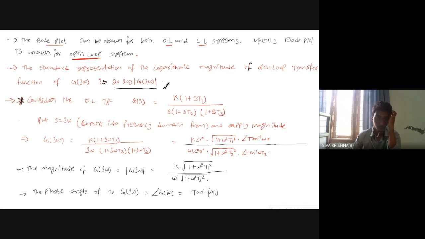Consider the open loop transfer function G of s. I'm repeating, we are always taking the open loop only. G of s equals some constant K into (1 plus s T1) by s into (1 plus s T2)(1 plus s T3).